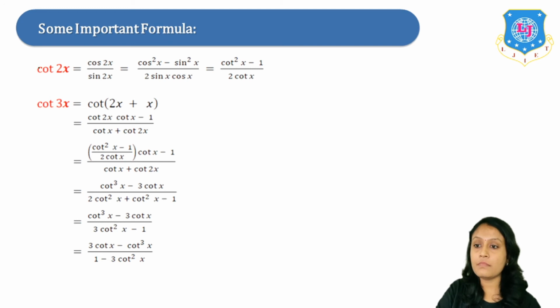Next, cot 2x. So this is cos 2x upon sin 2x. Cos 2x we can write as cos square x minus sin square x, and here 2 sin x cos x. Now we want answer in the terms of cot.